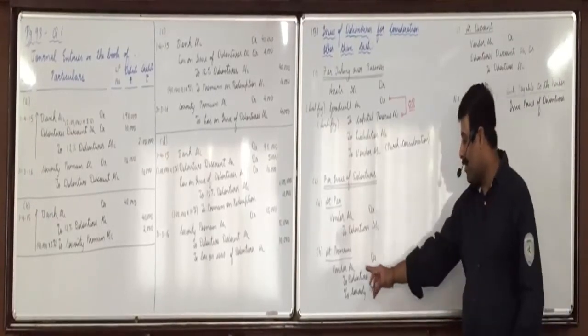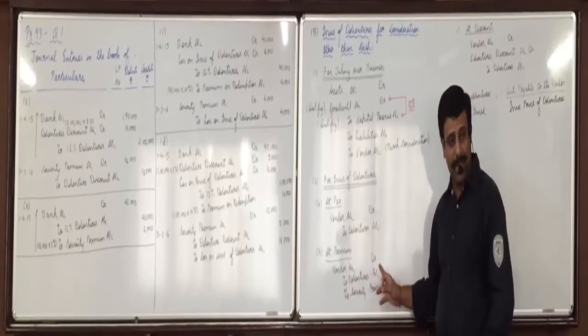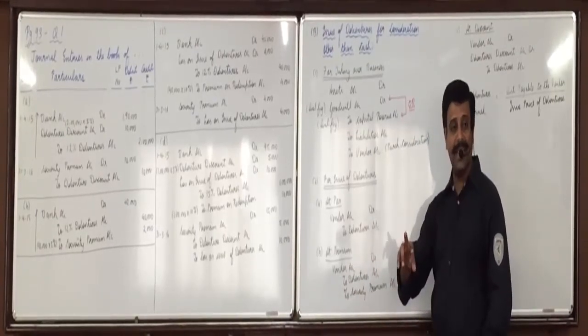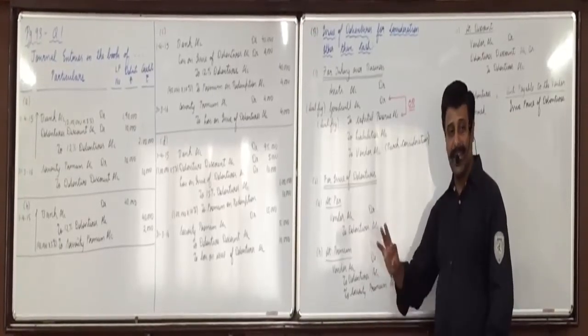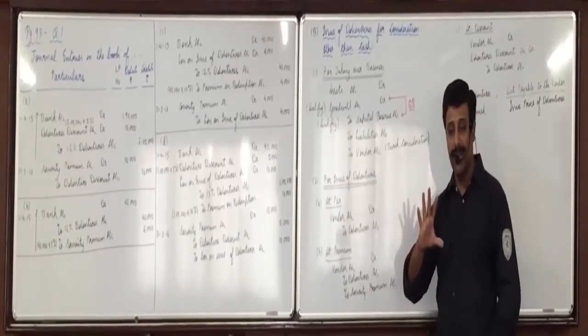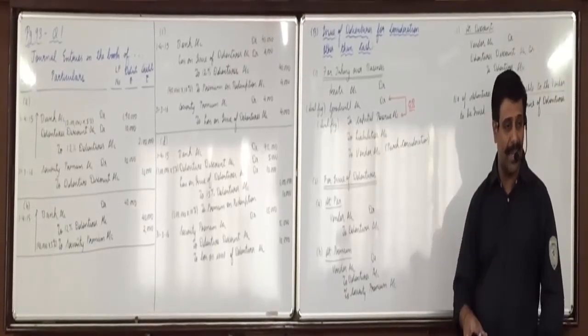Then you get this amount. Vendor account, you would debit with 6,20,000. Debentures 5904 at face value of 100, and securities premium 5904 into premium, which will be 5. Here it's coming in decimals, so it will not exactly match.